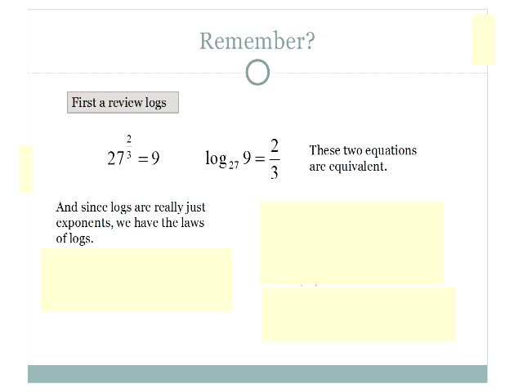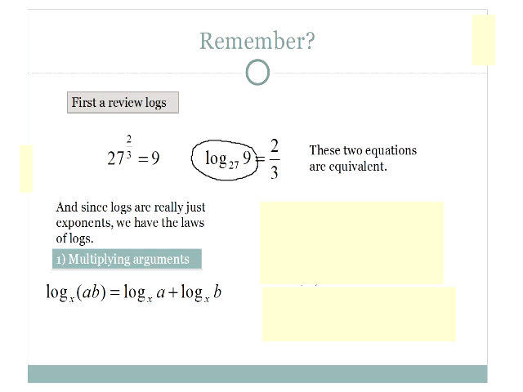And we looked at how the 2/3 here is an exponent. And if the 2/3 is an exponent, then this log to base 27 of 9 must be an exponent. And so if that's the case, there are going to be some laws that apply to logs. The first one was that when you're multiplying arguments, we could write this as the addition of logs with the same base. Or conversely, if we have the addition of logs with the same base, we can keep the base and multiply the arguments.